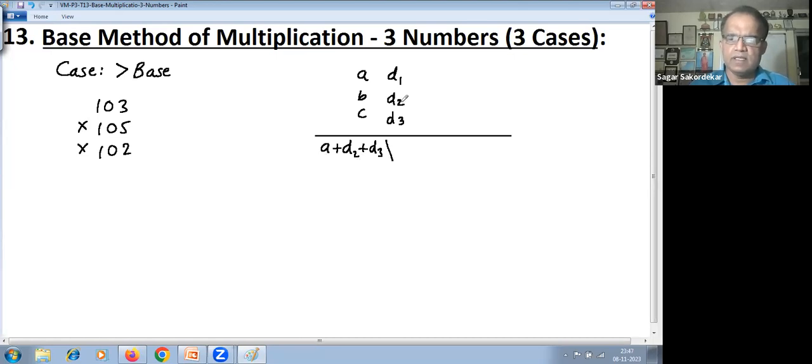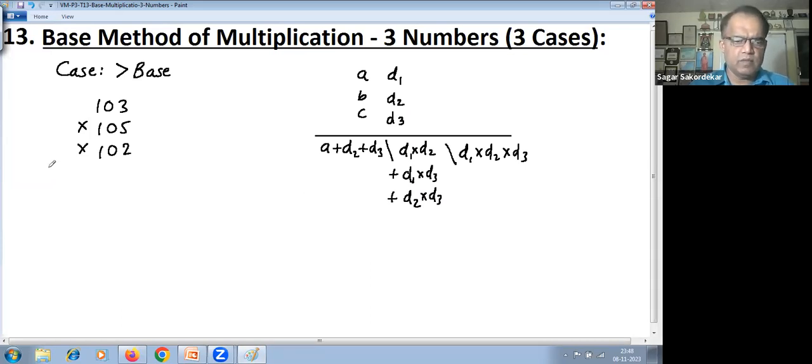There are three parts. Second part, you have to just multiply differences two at a time. D1 multiplied by D2 plus D1 multiplied by D3 plus D2 multiplied by D3. That is the middle part. And the last part here is just multiply all differences, D1 multiplied by D2 multiplied by D3. So we just do this.